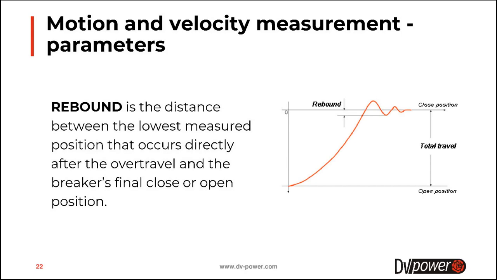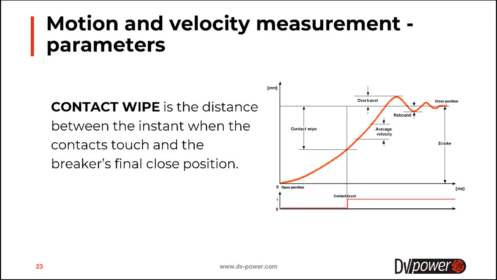Rebound is the distance between the lowest measured position that occurs directly after the over travel and the breaker's final close or open position, as you can see here. Contact wipe is the distance between the instant when the contacts touch here and the breaker final close position. In other terms, it's actually the contact overlapping distance.